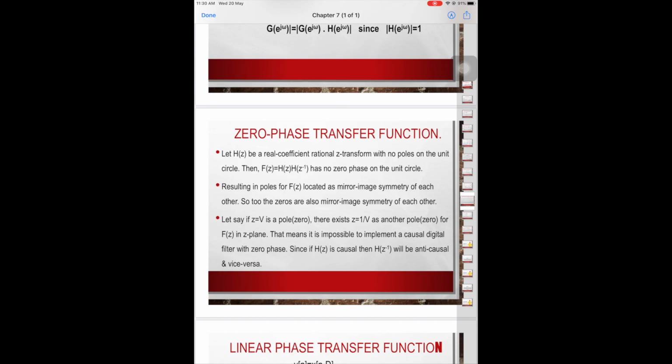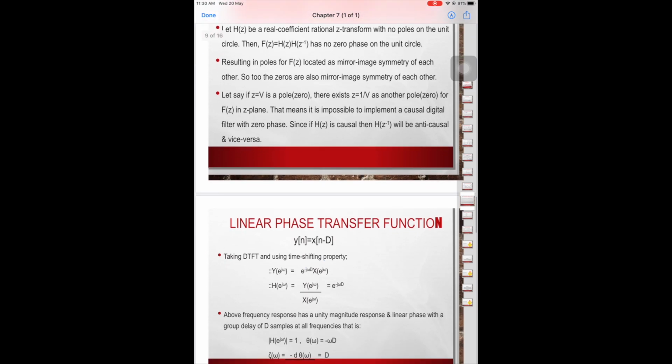Let's say if z equal to V is a pole, then so is z equal to 1 over V, another pole for F(z) in the z plane. That means it is impossible to implement a causal digital filter with zero phase. So if H(z) is causal, then H(z inverse) will be anti-causal, or vice versa.